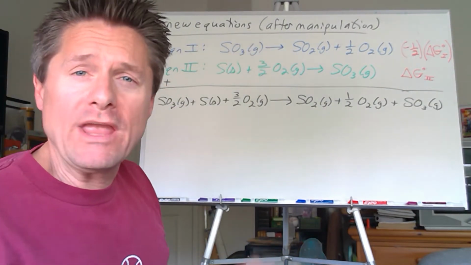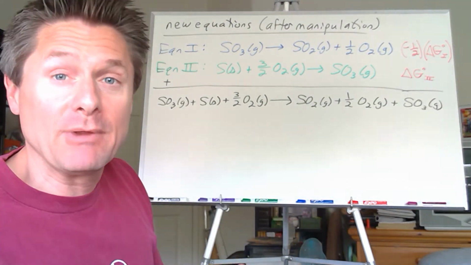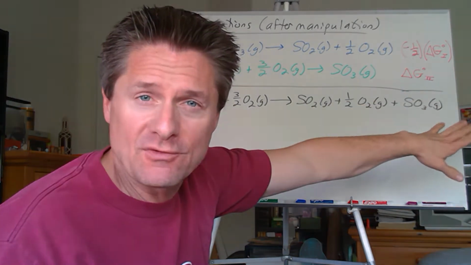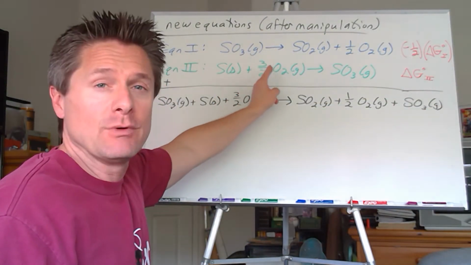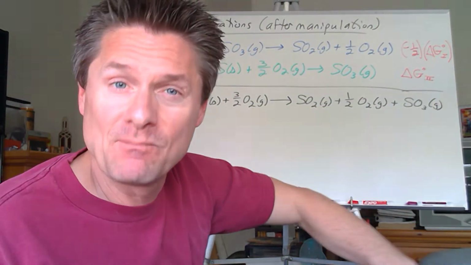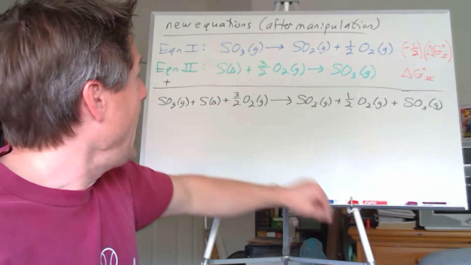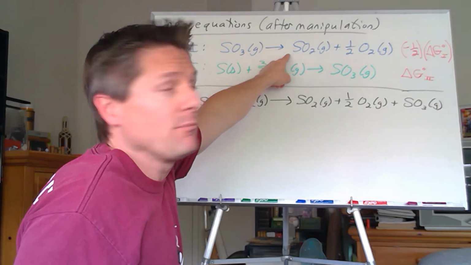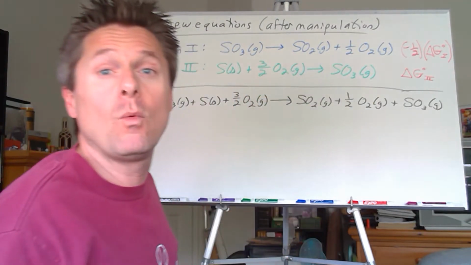I rewrote equation 1 and 2 after manipulation. So equation 1, we reversed it. So the SO3 that was on the right is now on the left. The SO2 and oxygen that were on the left are now on the right. I multiplied everything by 1/2. So 2 times 1/2 left me with 1. 2 times 1/2 left me with 1. And 1 times 1/2 left me with 1/2.